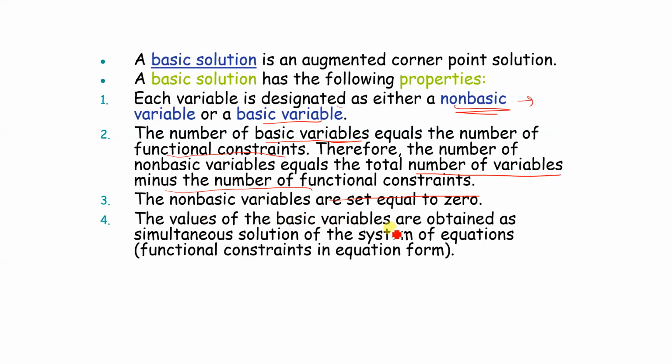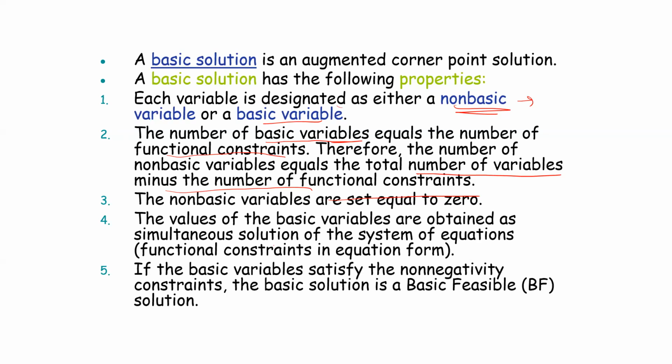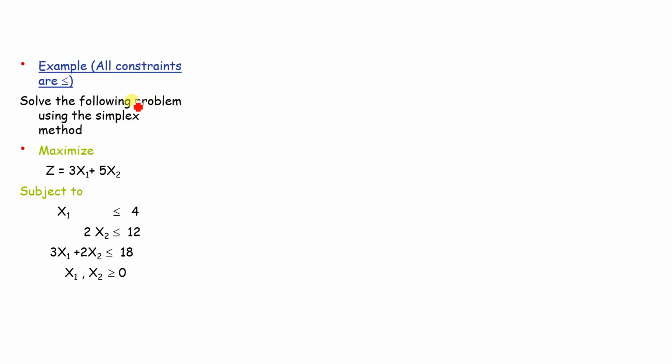The values of basic variables are obtained as the simultaneous solution of the system of equations, which we got from the constraints in equation form. If the basic variables satisfy the non-negativity constraints, the basic solution is called a basic feasible solution. So let's learn the method with the help of this example.